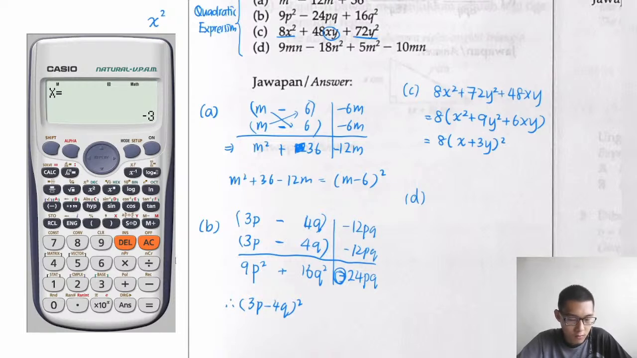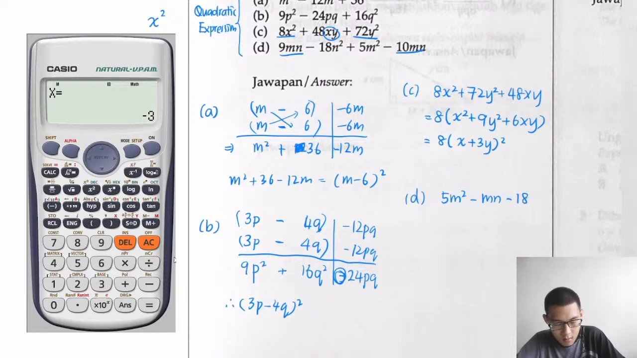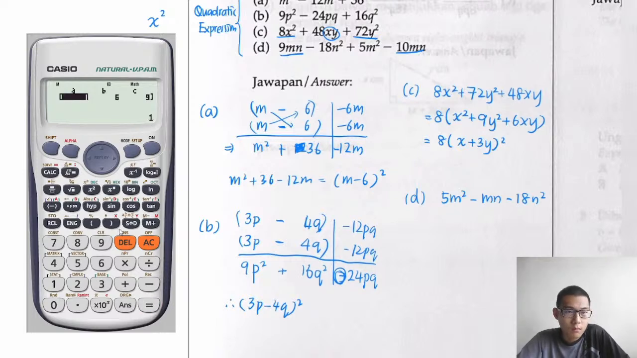Wow, we have 4 terms. Okay, so we solve this one first because they are like terms. 9 minus 10 is 5m squared minus mn minus 18n squared. Okay, for this one, I need to see whether we can solve it or not, because it looks very difficult, like -1 and -18 and square.